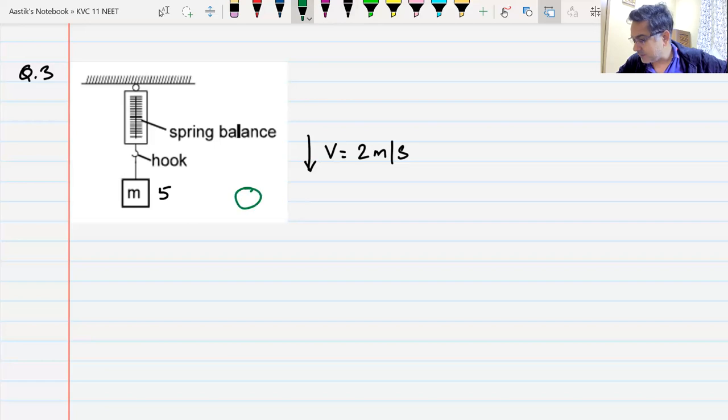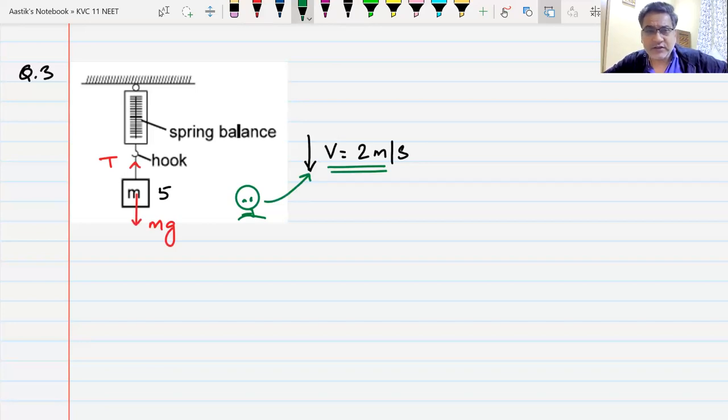So again, I make the equation from inside the lift. I sit in the lift. I see the forces. This is T. This is mg. I realize that I'm sitting in a moving thing. But then I see that this is moving with a uniform velocity.